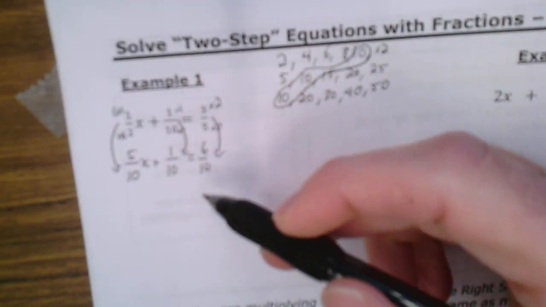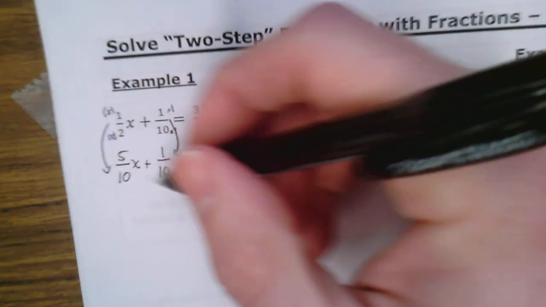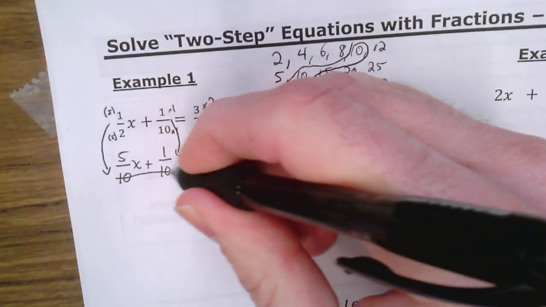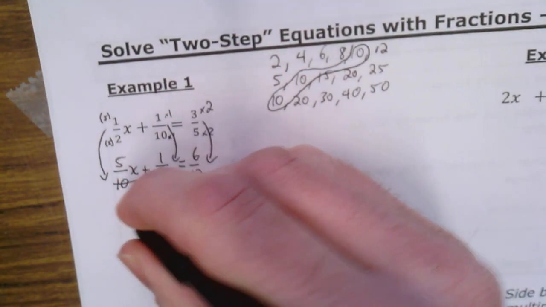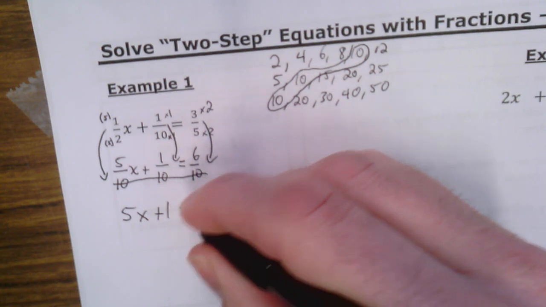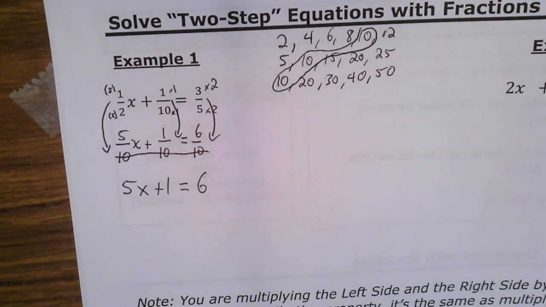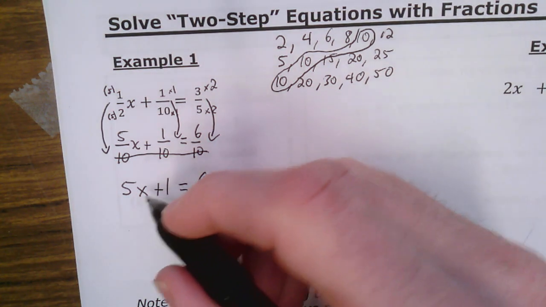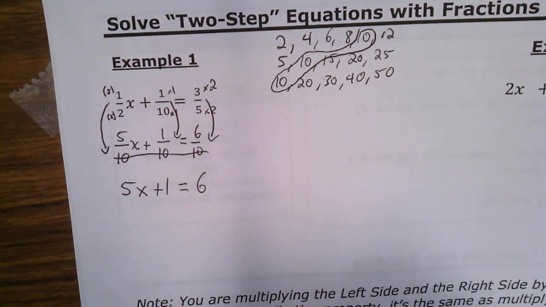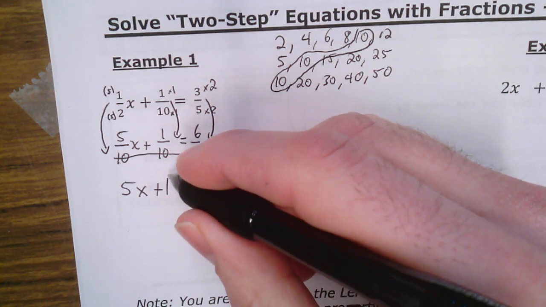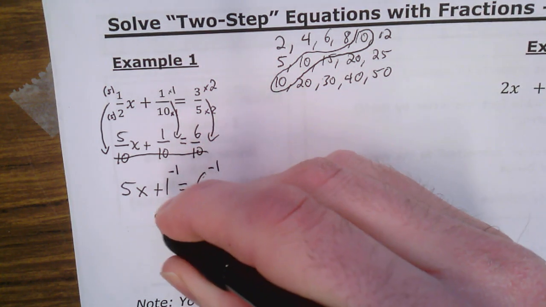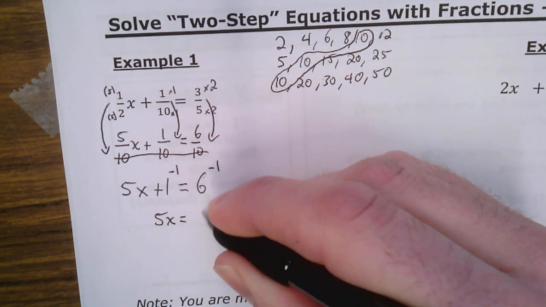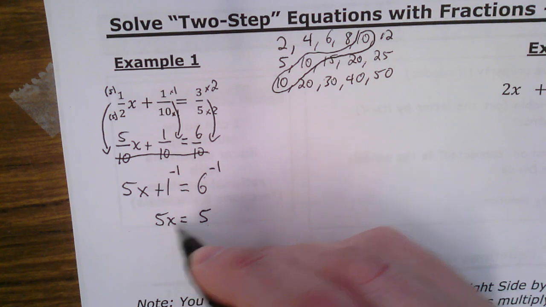Okay? Now I have a common denominator here. My goal is to get everything out of the same amount of pieces, so I can eliminate the denominator, and I'm left with 5x plus 1 equals 6. And in this case, we now have a super simple, straightforward equation to solve. I always deal with the variable term last, so I'm going to add or subtract. I see plus 1, I'm going to subtract 1 away from both sides. And now I see 5 times x equals 5.